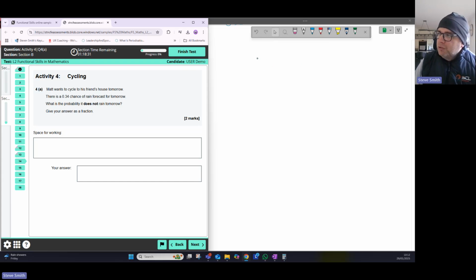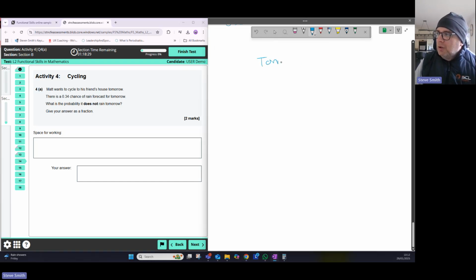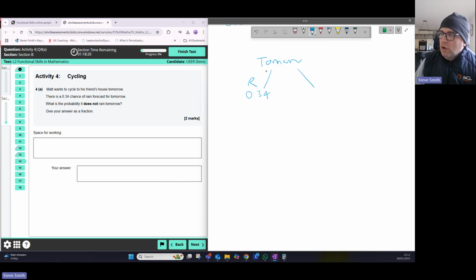So if we think, right, tomorrow is definitely going to happen. It says tomorrow. So we've got a 0.34 chance of rain. So the other number, both these numbers have to add up to 1. So if we put the other number in here that adds up to 1, we can see that it's 66. 66 add 34 equals 100. So 0.34 add 0.66 equals 1. Because not rain.